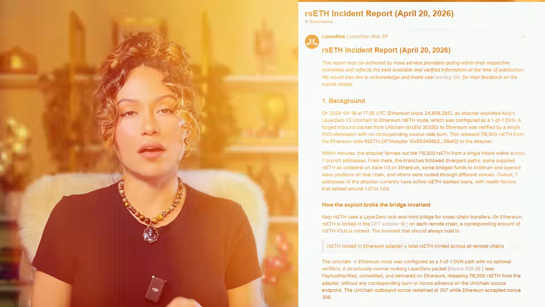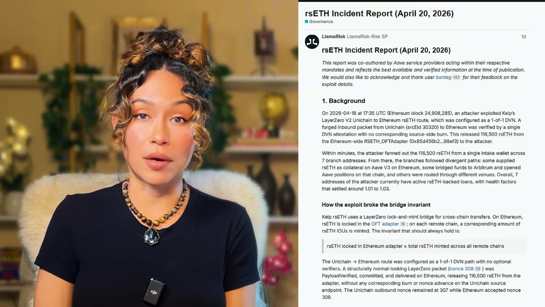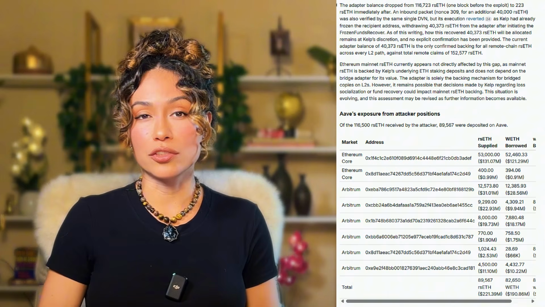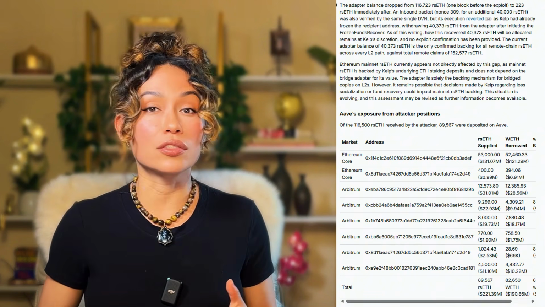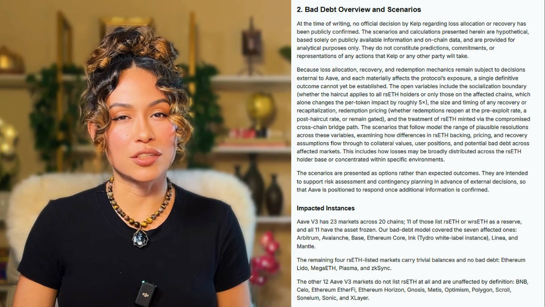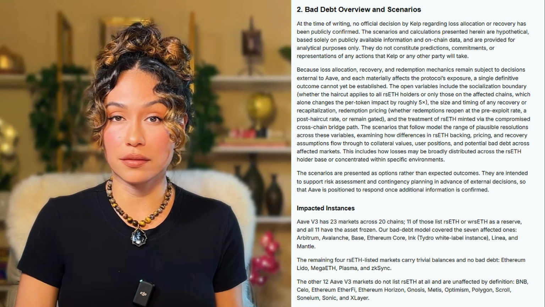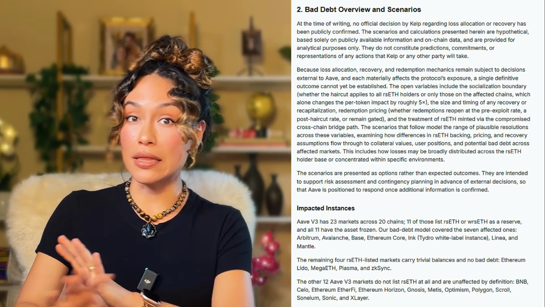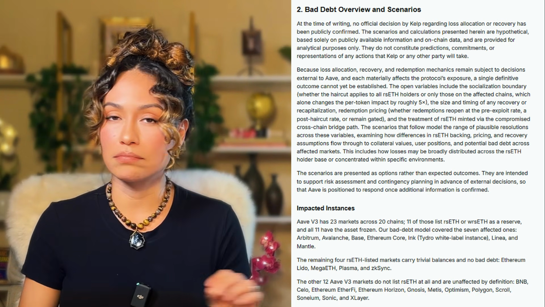Now, here's where DeFi psychology takes over. Aave had dozens of different markets, and only one of them had this exposure. The smart contracts weren't broken. The protocol's architecture was intact. They weren't hacked. But depositors didn't wait to read the details. They saw Aave in the headlines, and bad debt in the same headline, and they ran.